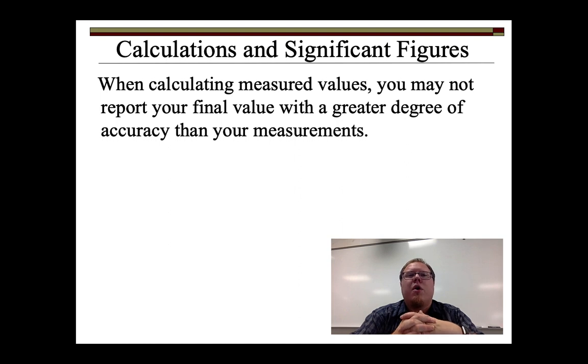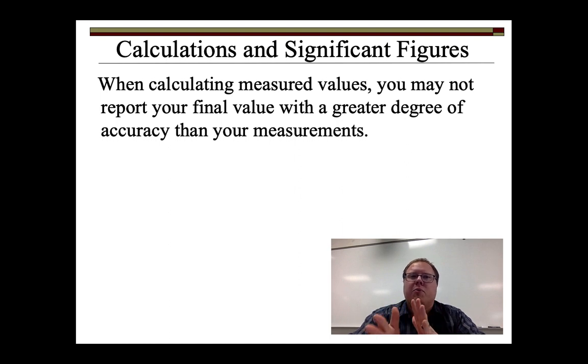Now, when you make a measurement that needs to be calculated, for example, area, you need to measure the length, and then you need to measure the width, and then you calculate area by multiplying length times width. So that value there, area, is actually calculated from two measurements. You cannot report that calculated value with a greater degree of accuracy than your measurements. Okay? So there are some rules here about what to do when you calculate.